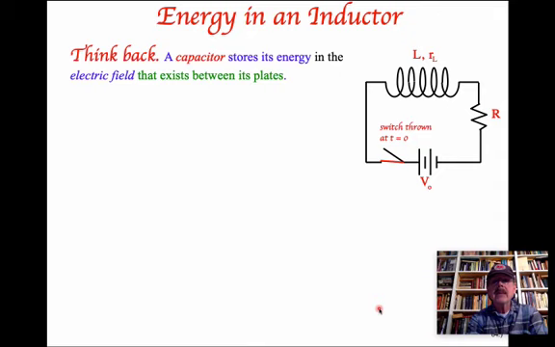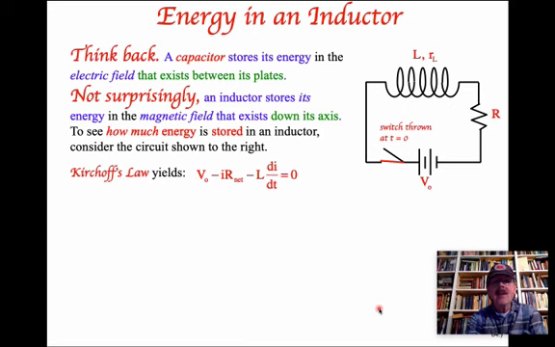So the last thing we need to do is talk about energy wrapped up in an inductor. If you remember capacitors, the energy was wrapped up in the electric field between the plates. So if you just think about it, you would expect that the energy wrapped up in an inductor would be where? It's going to be wrapped up in the magnetic field down the axis.